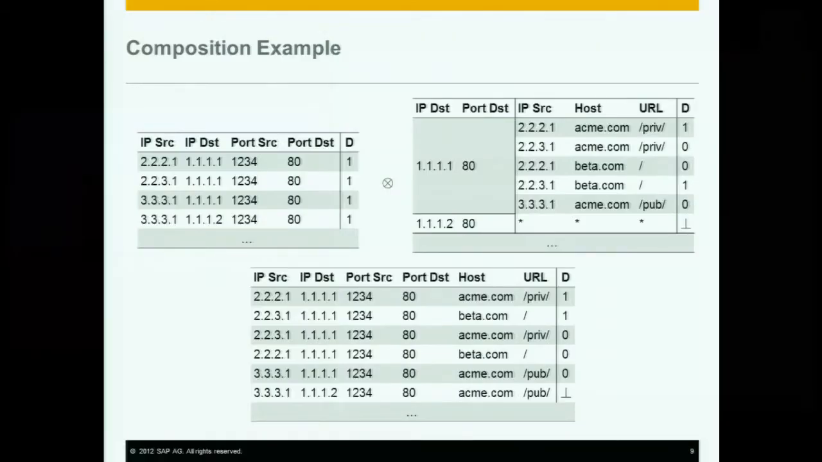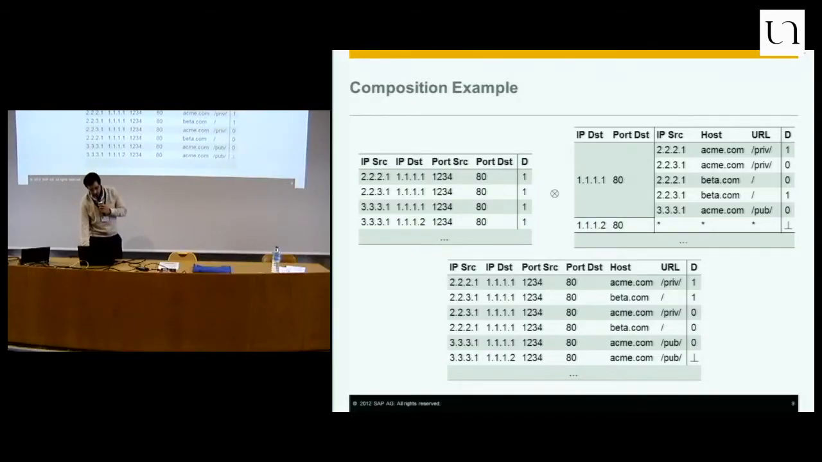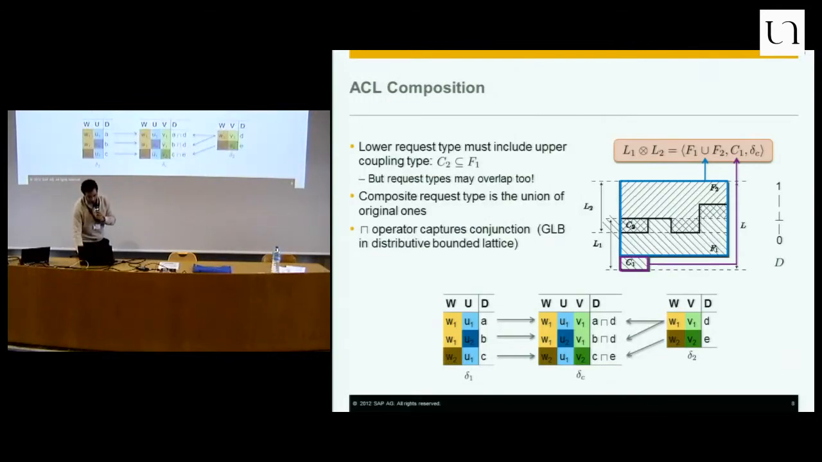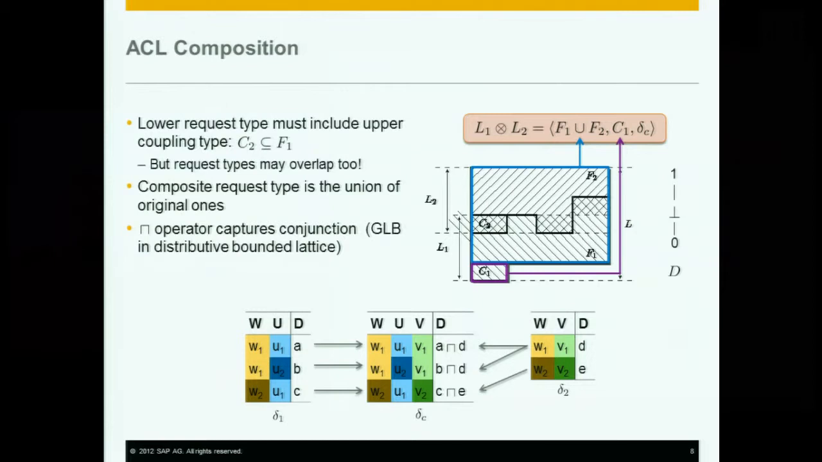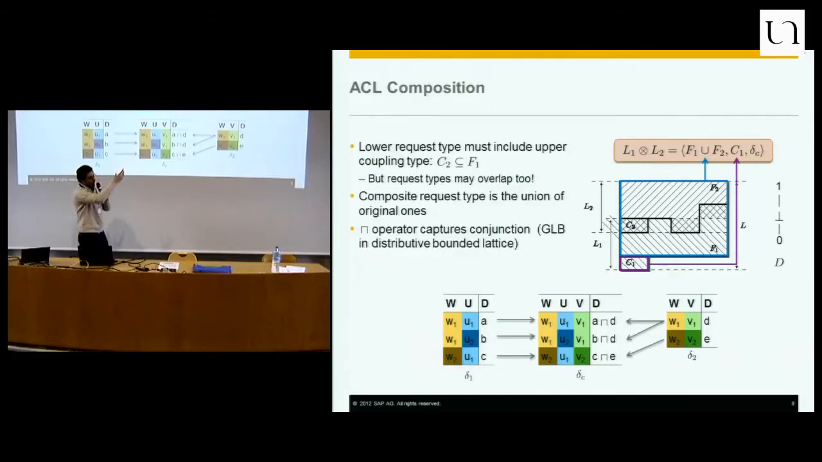So here is an example of composition. It's pretty straightforward. We have on the left the decision function of a firewall, on the right the web server. So you see that in this case the attributes that are in... I forgot to tell something. So you can have overlap not only on... The coupling type is a kind of forced overlap. This is the structural part, but you can also have overlap between request types.